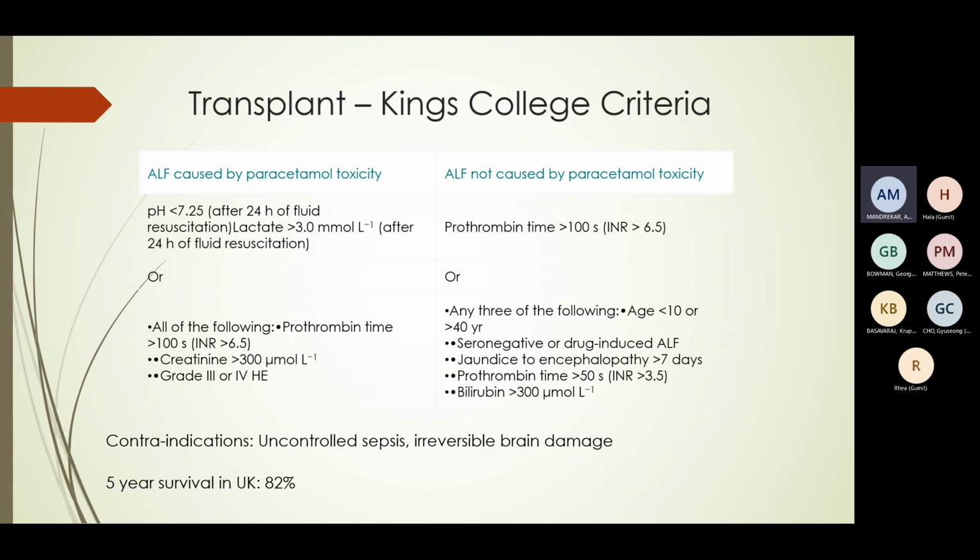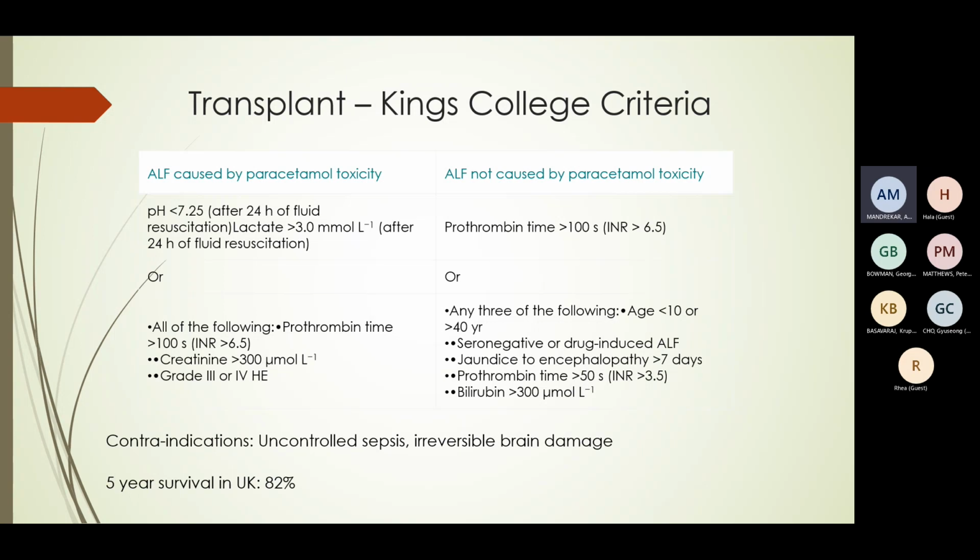There is a differentiation between paracetamol and non-paracetamol. It's based on time and how quickly the liver function is falling off. A couple of contraindications: if they've got uncontrolled overwhelming sepsis, or if they've had some kind of really severe cerebral edema, high intracranial pressures that looks like there is irreversible brain damage, then they wouldn't consider these patients for transplant. But early discussion with specialist teams and transplant teams is advised.